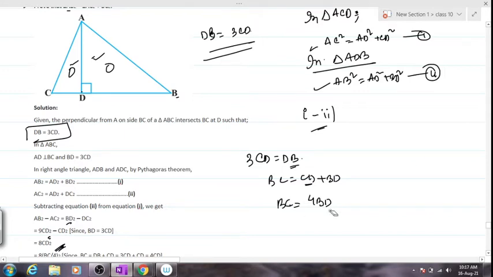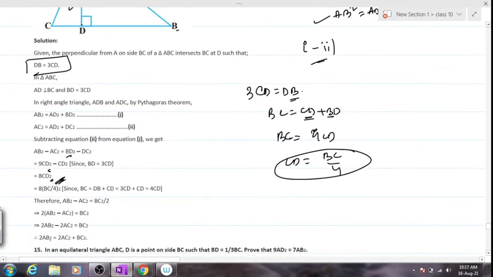Clear? Or we can write CD as it is, and this will become 4 CD. So your CD will be equal to BC by 4, yes or no? Confirm. CD will be replaced by BC by 4 whole square. And then you substitute this as it is out here and break it down, cross multiply and arrange things to get this one as your answer.